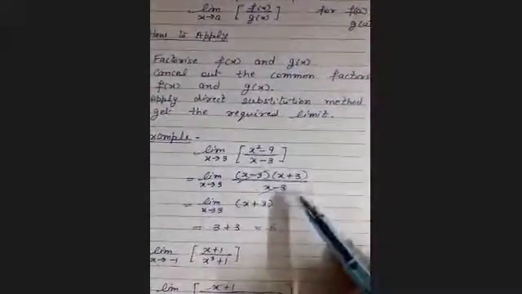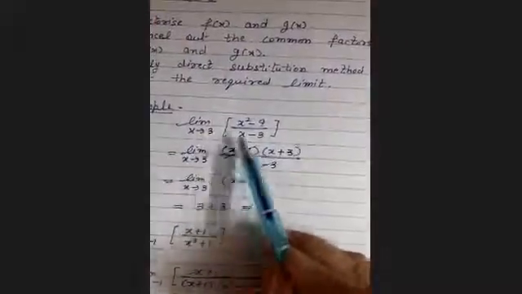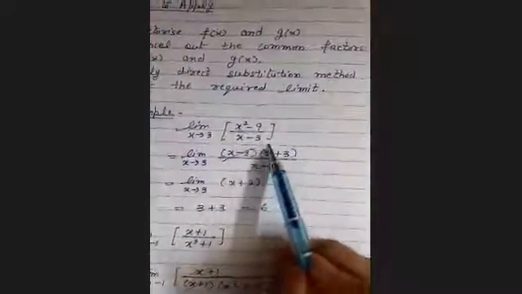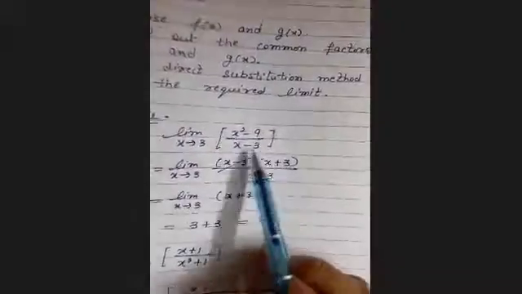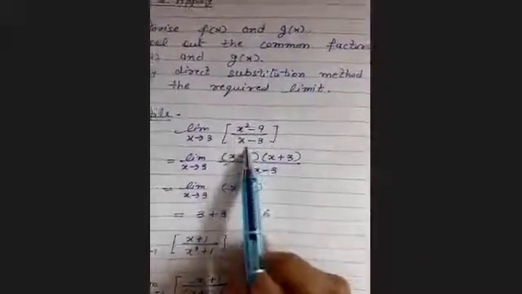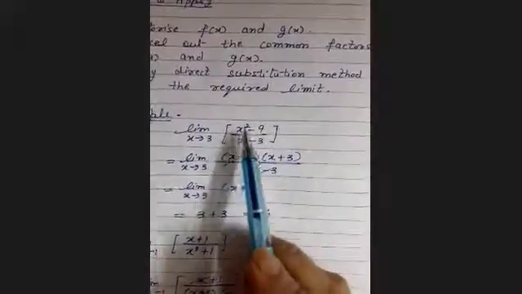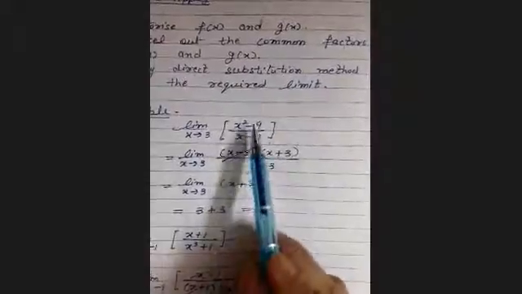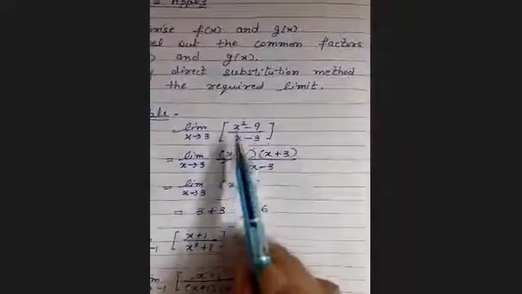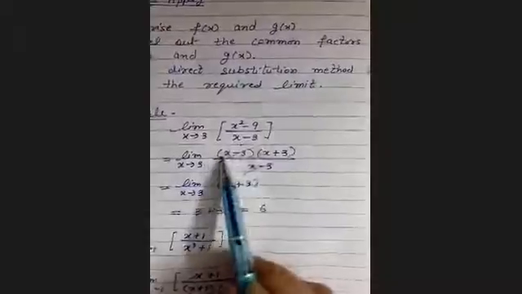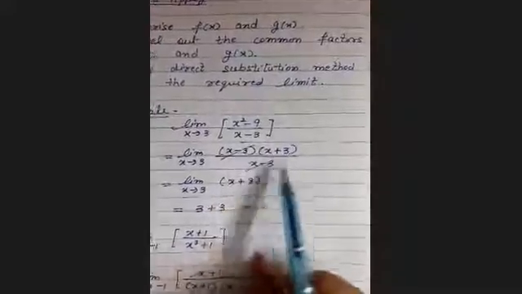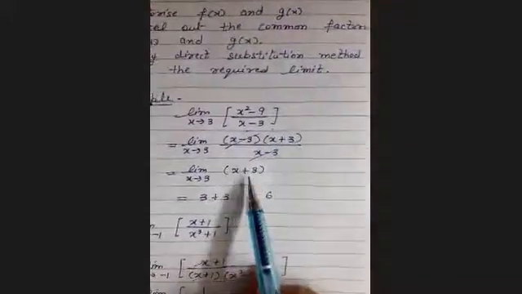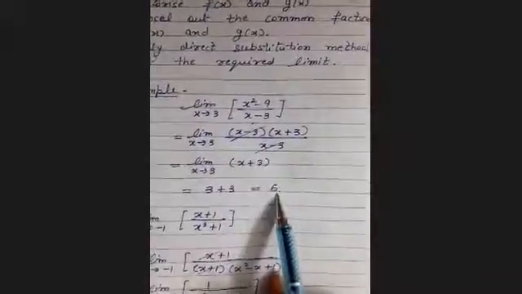For example, just as we did in the earlier question, limit x tends to 3, x square minus 9 upon x minus 3. If we apply the direct limit here, you will get 0 upon 0 form, and that's why we have to make factors of the numerator and denominator. The denominator is already factored, and for the numerator we can apply a square minus b square, that is a minus b, a plus b. This factor is cancelled. After applying the limit, we get 6, which is the limit of this function.